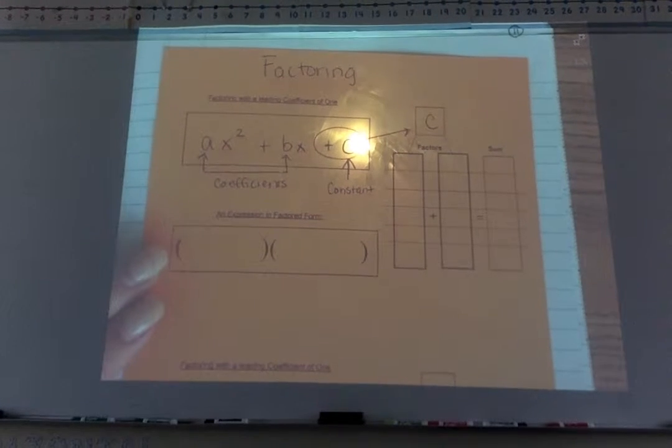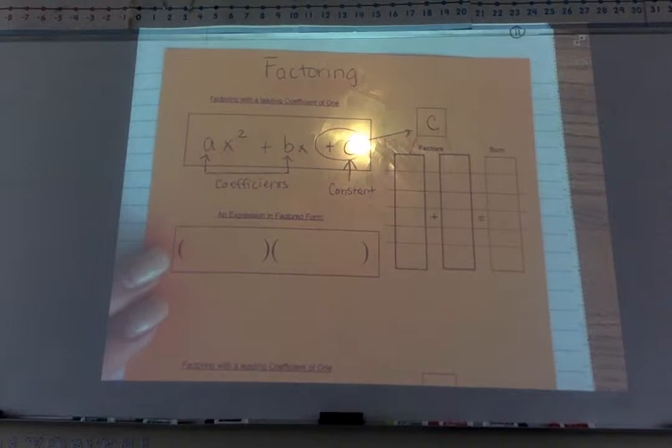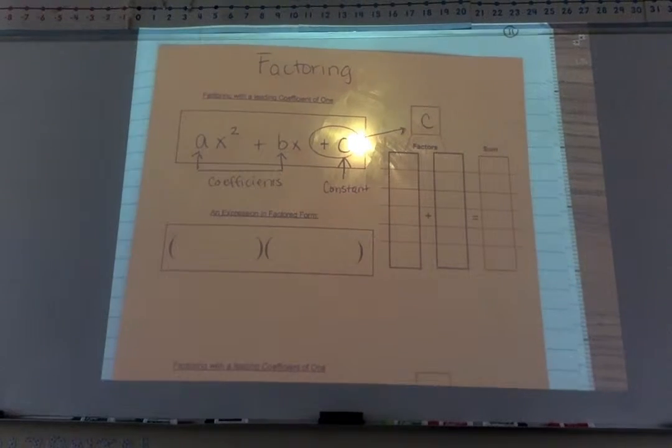All right, so again, I am just giving you the structure here. So anything times what equals itself? Anything times 1.